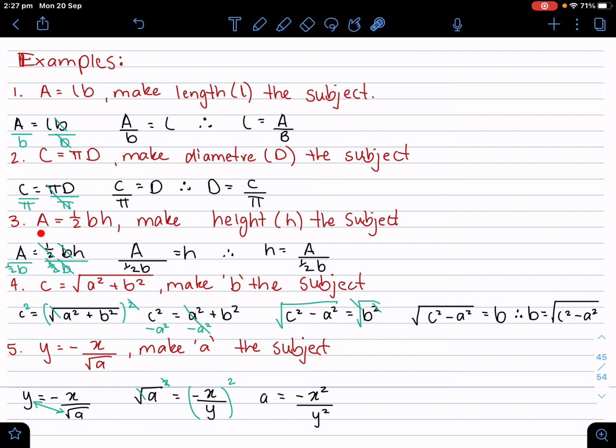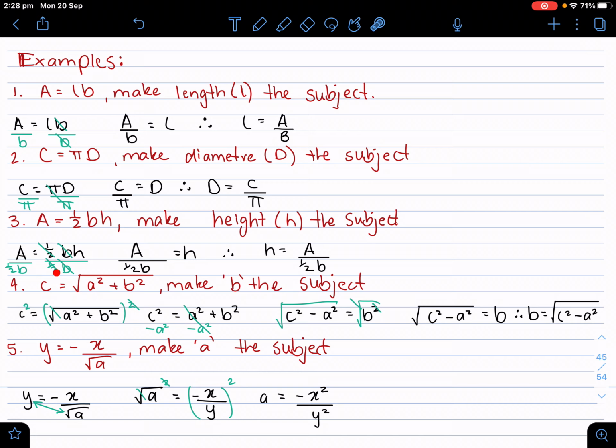Now we have the area of a triangle, and it has three different variables. It has A, B, and H. So now the question says make H the subject. So with the H, I have half times base times height. Half times B times H. So if I want to get H by itself, all these are multiplied with each other. So the opposite of multiplication is division.